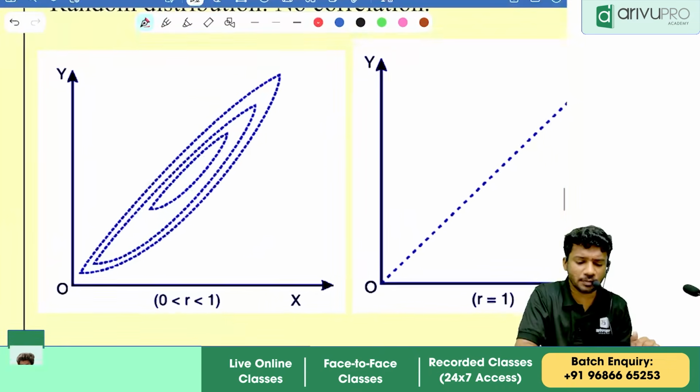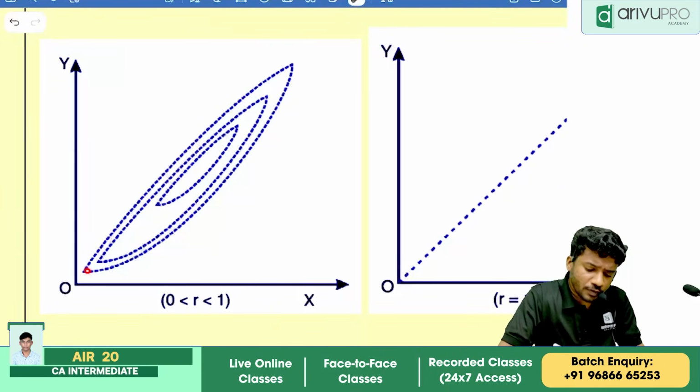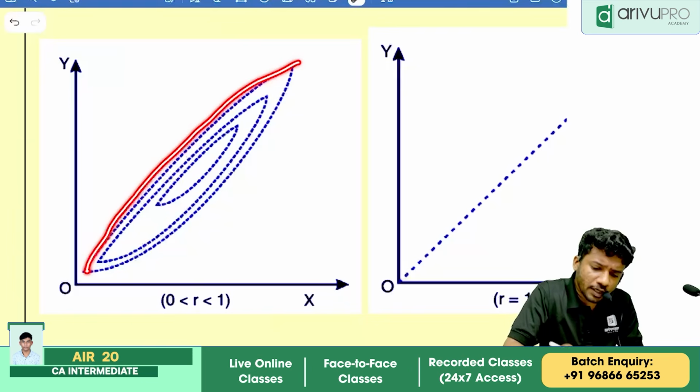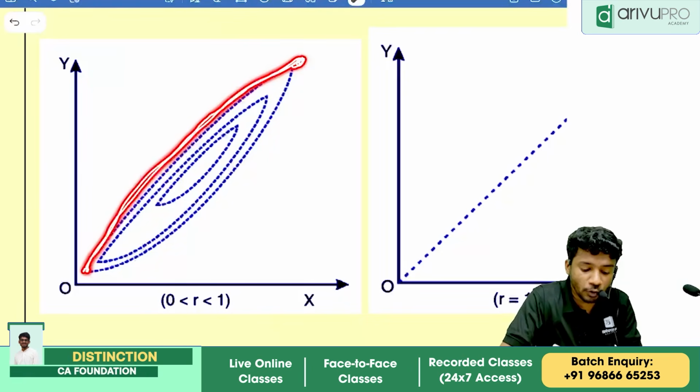I'll show you some examples. For example, the graph is looking like this, from lower left to upper right. This is one graph. You should only concentrate on the red line. The blue line you can ignore.